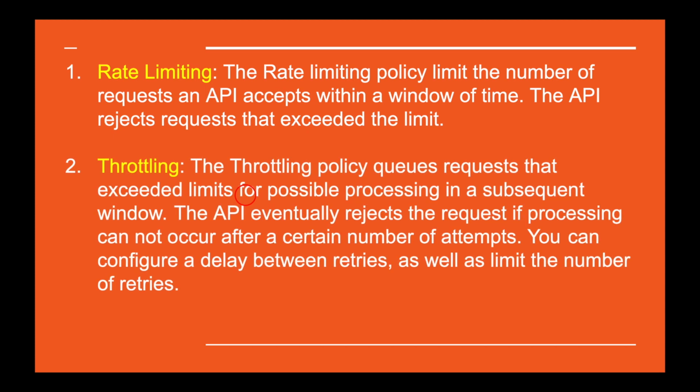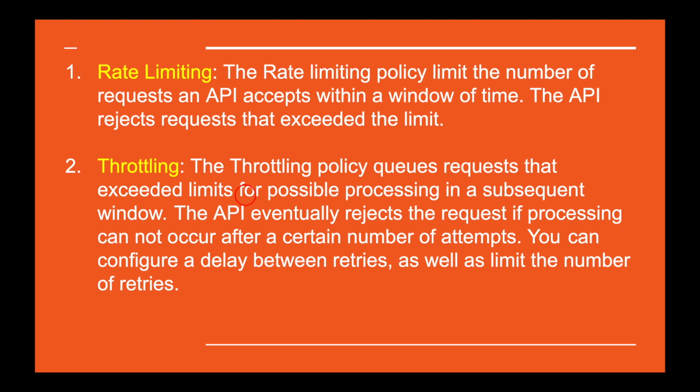Throttling is the same as rate limiting, but the throttling policy queues a request that exceeded the limit for possible processing in a subsequent window. The API eventually rejects that request if processing cannot occur after a certain number of attempts. For these attempts you can configure a delay between the retries as well as the limit on the number of retries.